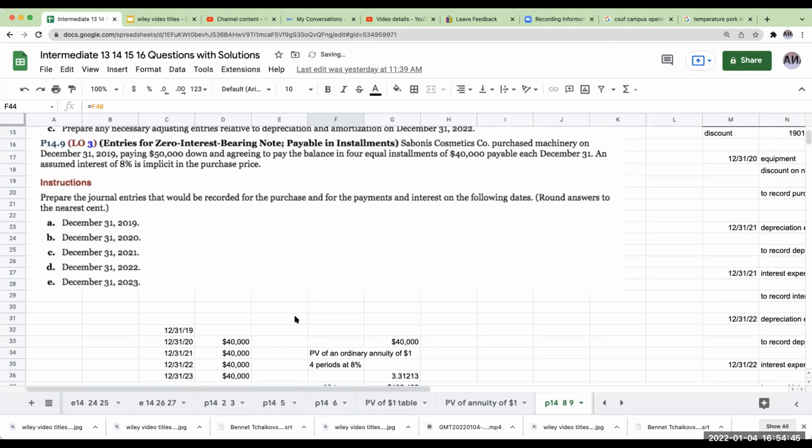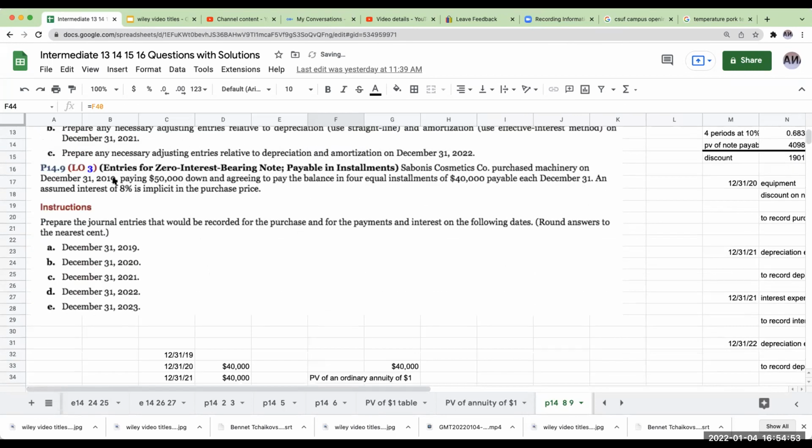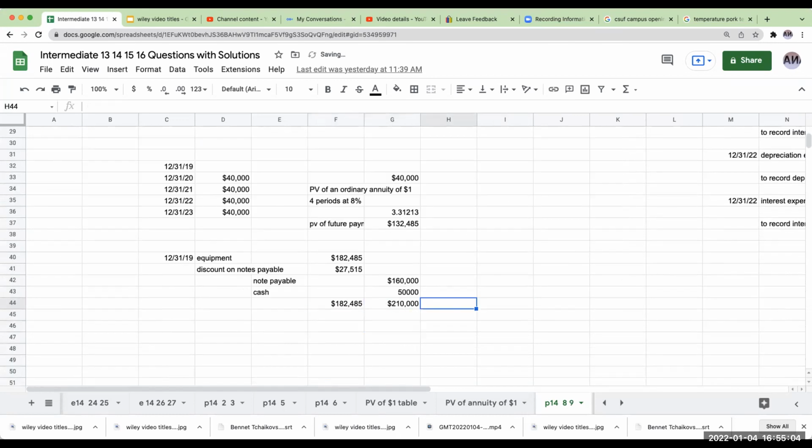So what are we going to have to do with regards to the depreciation? Let's see what it says over here. I purchased machinery, paying 50 down, and we need the entries recorded for the purchase and for the payments and interest, so we don't have to worry about the other part. Okay, so on 12/31/20, we're going to be paying out cash of $40,000, and we're also going to be debiting our notes payable for $40,000. So we're going to be making this entry every single year.